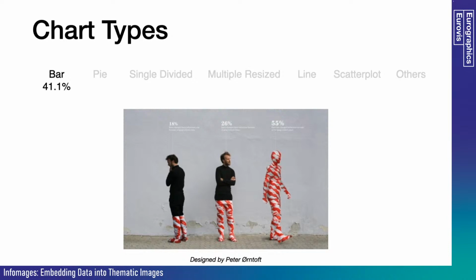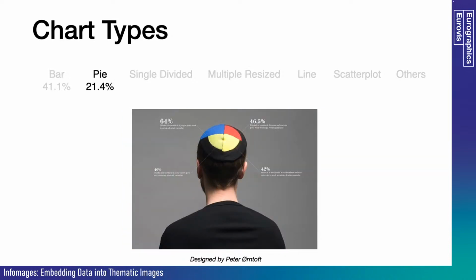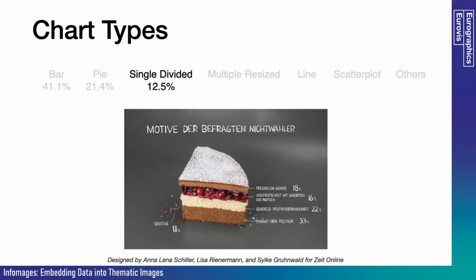The second most popular was a pie chart, which was present across 21.4% of the graphics. Here a pie chart is embedded into an image object. In this case, a pie chart was embedded into this man's kippa. The next chart type is a single divided object, covering 12.5% of the graphics. As the name suggests, it is an image object that has been divided into multiple regions, where the region's length or area represents a data value. In this case, a cake's layers represent the different data values.